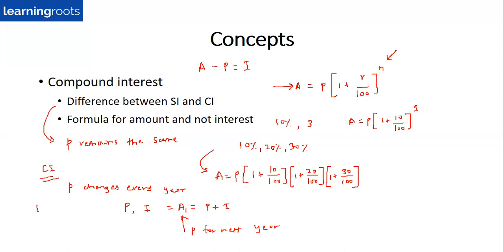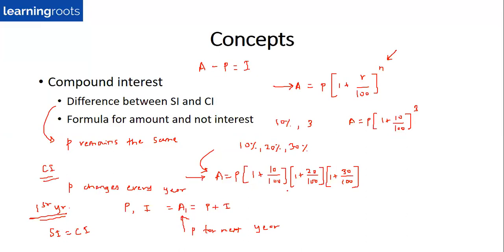Also remember that for the first year, if the time frame is only 1 year, there is no difference between simple interest and compound interest. They will be exactly the same. Because when you calculate A is equal to P into 1 plus R upon 100, if you simplify this, you will get nothing but P plus PNR by 100, because the time frame is 1 year. And hence, there is no difference between SI and CI if the time frame is 1 year.